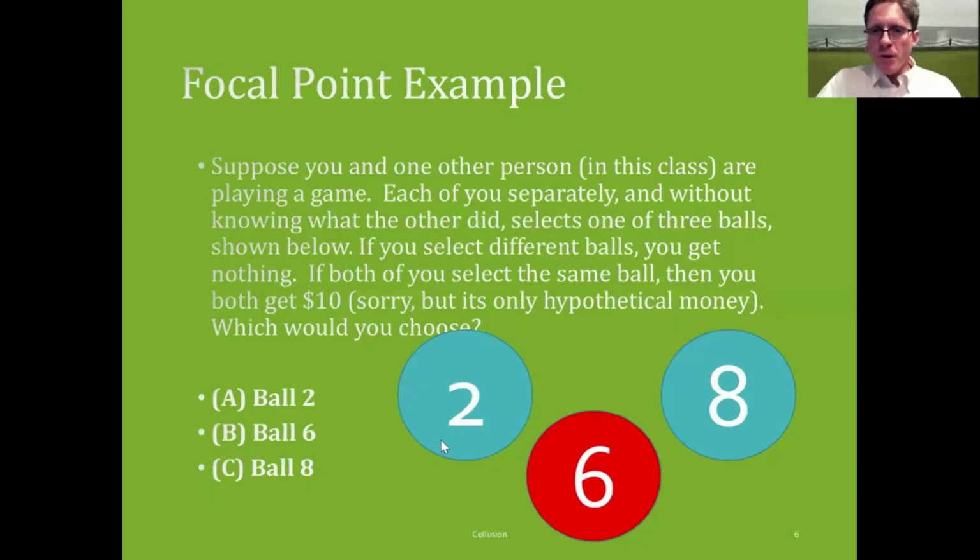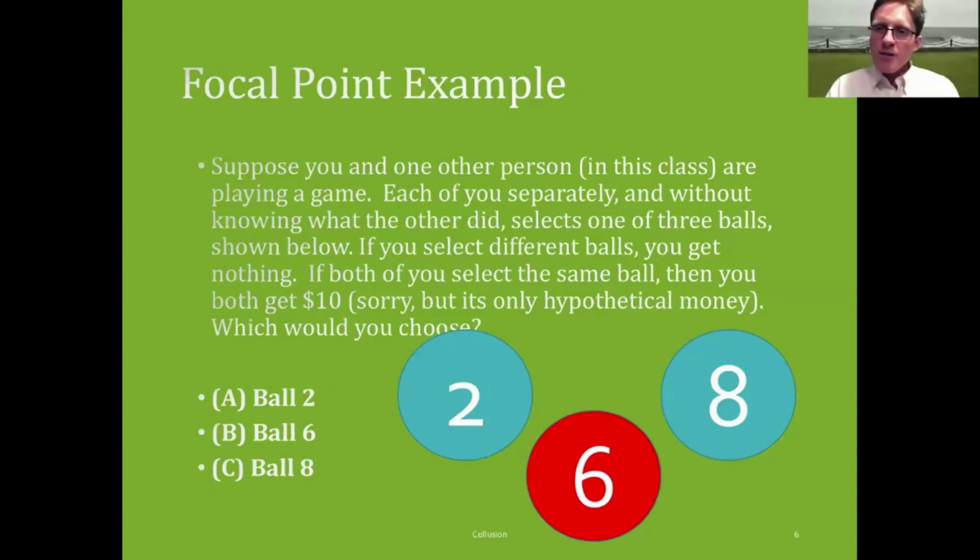So, all 3 of these balls have different numbers, so that doesn't really help you figure out which one is unique. They all have the same shape. They all are the same size. The only difference I can really see here is one of them is red. The number 6 ball is red. And so if you're trying to somehow, without talking to each other, agree on a ball, you might want to pick the one that's unique.